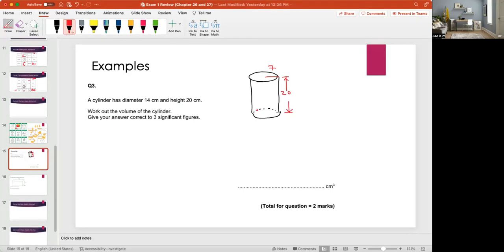All right, let's figure out the bottom cross section, which is the circle. And a circle has the equation pi r square. In this case, our radius is 7. So this times the height gives us the volume. So let's put in some numbers: pi times 7 square times the height, which is 20, should give you the final answer here.